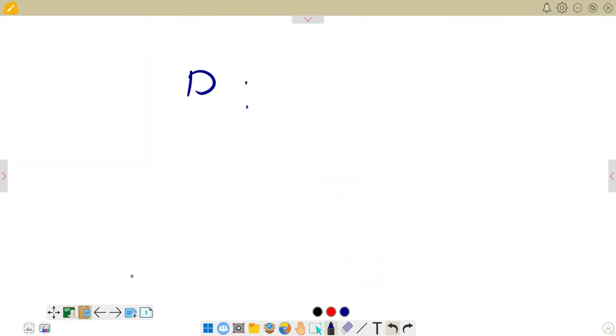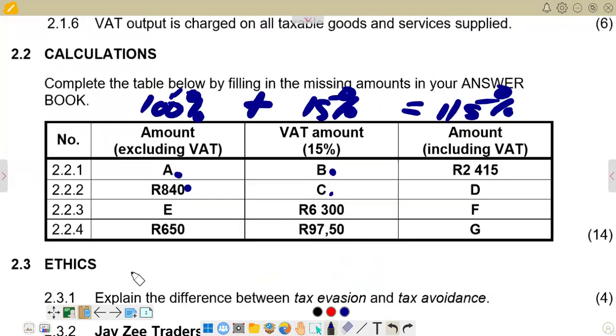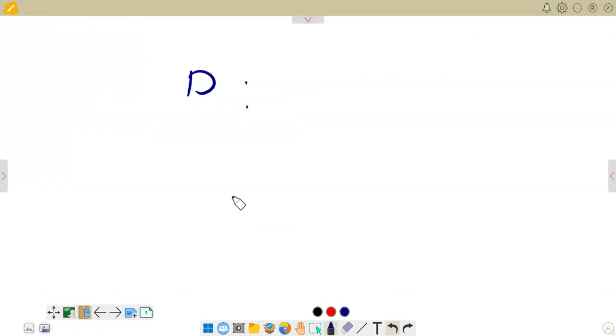Let's try to see what we have in terms of D. On D, we are saying the amount including VAT is 115%. So we can use the same proportion by saying 100% is equal to 840 rands. What about 115%? So we are saying 100% is equal to 840.